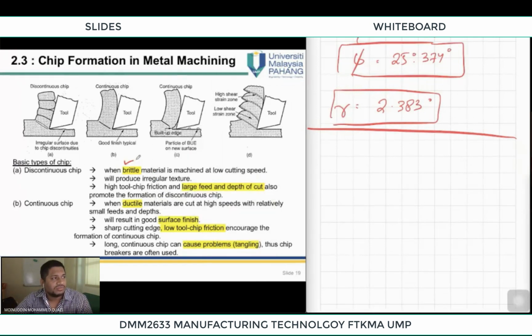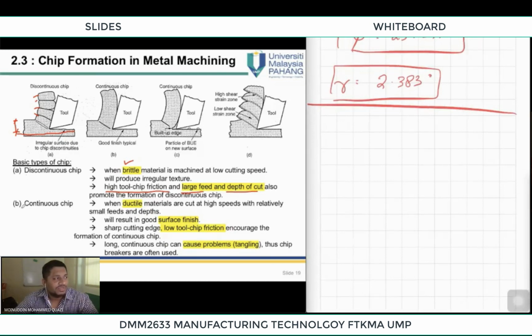So you can see that it is producing irregular texture. The texture is irregular. Okay. Now high tool chip friction and large feed and depth of cut also produces discontinuous chip. If my depth of cut, you see this depth of cut so high until here. This is a very high depth of cut. So if it is very large, then this kind of chip is produced. This is not a desirable type of chip to be produced.